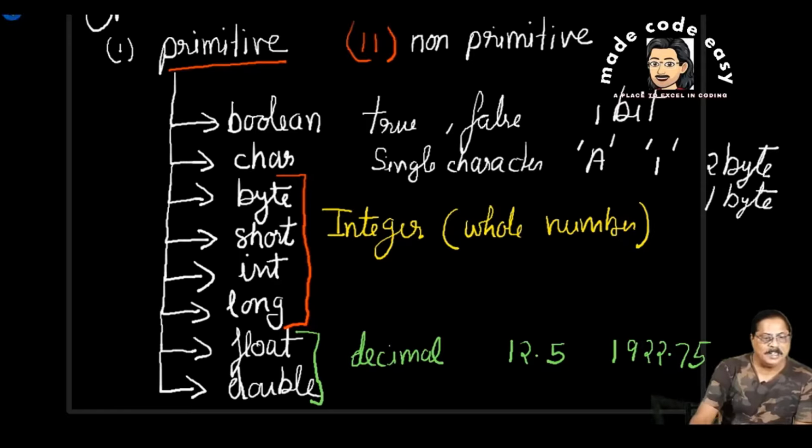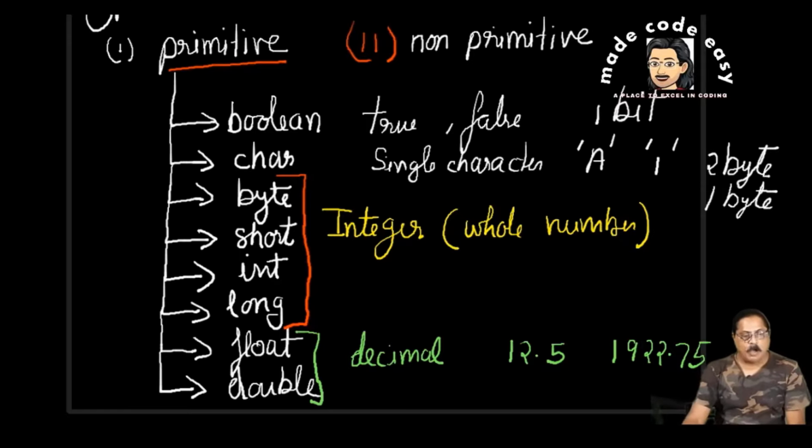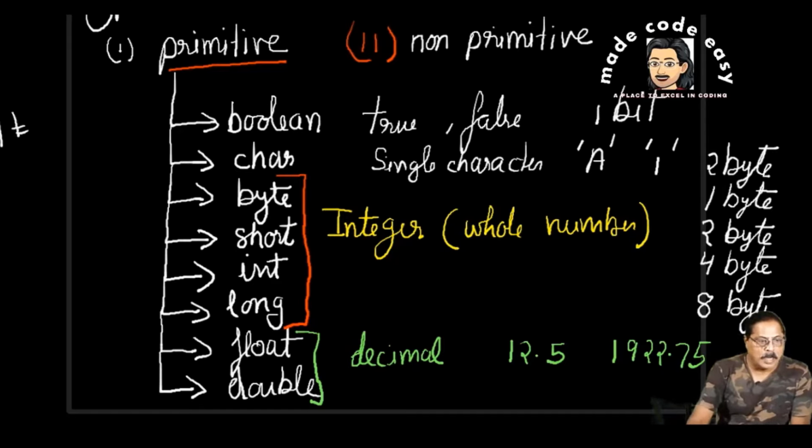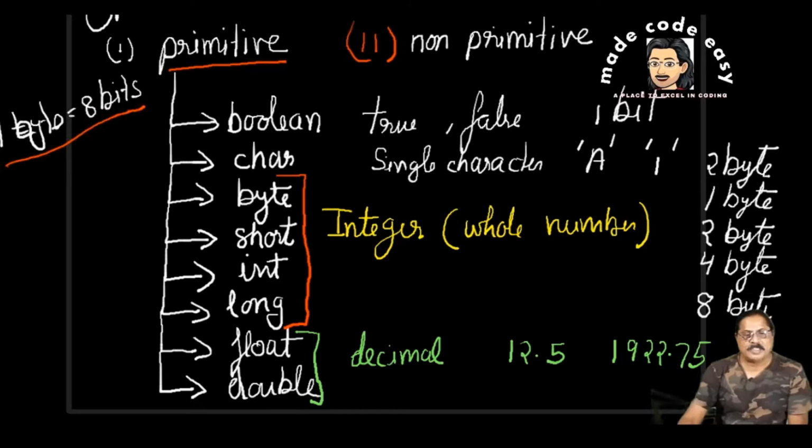Now we have integer types: byte, short, int, long. They represent integers. The integer takes 4 bytes of memory, long takes 8 bytes of memory, and short takes 2 bytes of memory. You already know 1 byte equals 8 bits. So when we say character takes 2 bytes, this means it takes 16 bits.